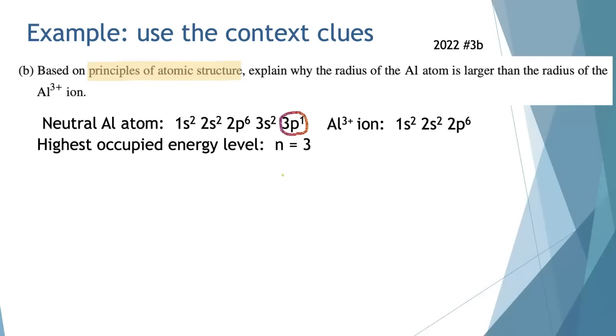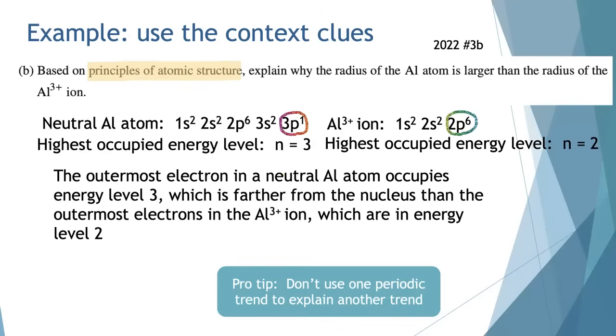So in a neutral aluminum atom, the highest occupied energy level is energy level 3. And in an aluminum ion, the highest occupied energy level is energy level 2. And that's really the gist of what your answer needs to involve. The outermost electron in a neutral aluminum atom occupies energy level 3, which is farther from the nucleus than the outermost electrons in the aluminum ion, and those are in energy level 2. Hence, the difference in radius. Remember not to use one periodic trend to explain another. That's not going to work either.